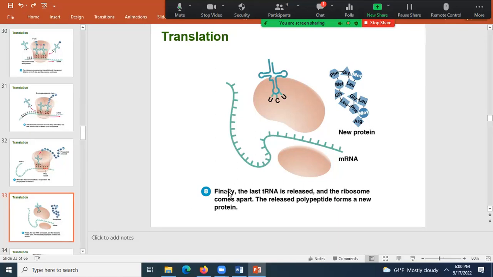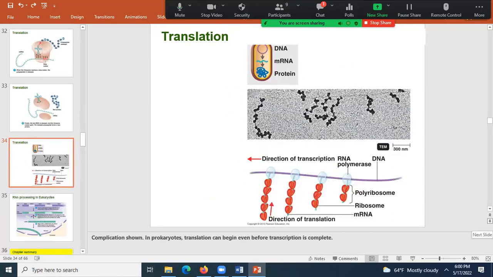Okay? Any question about any of that? That is how protein translation occurs. Are there any questions on protein translation?